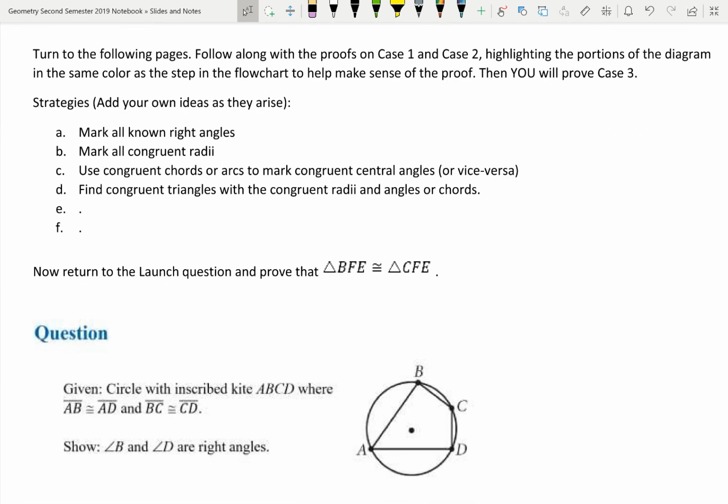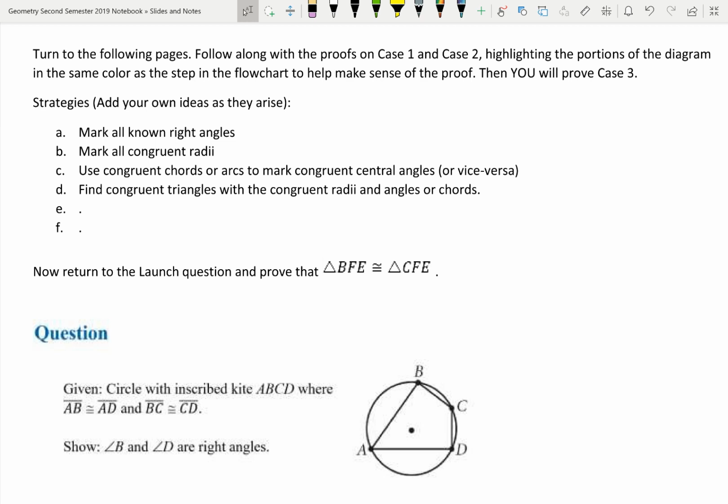So turn to the following pages and follow along with the proofs in case 1 and case 2, and highlight the portions of the diagram in the same color as the steps in the flowchart to help make sense of the proof. Then you will prove case 3.